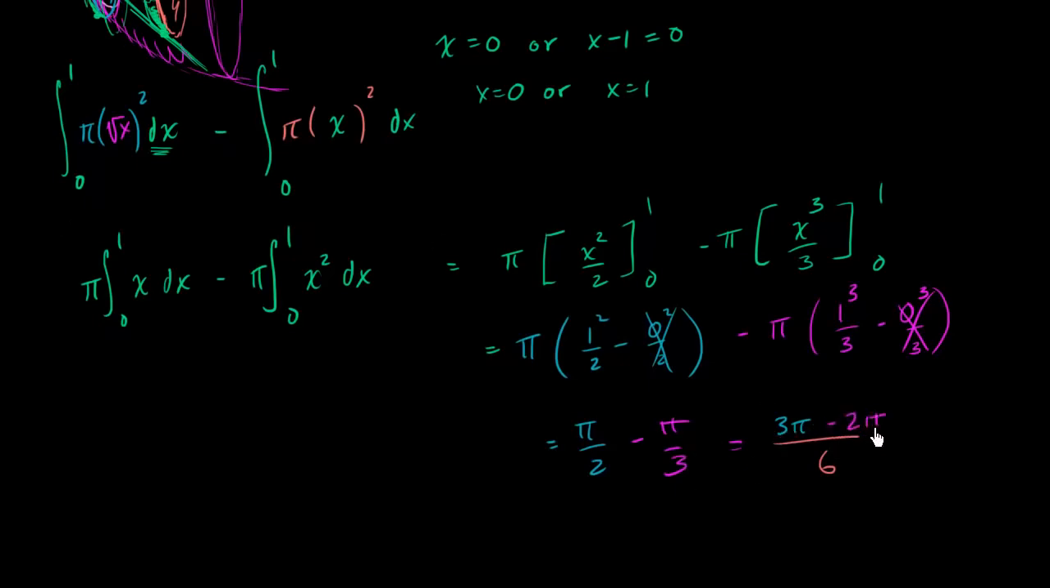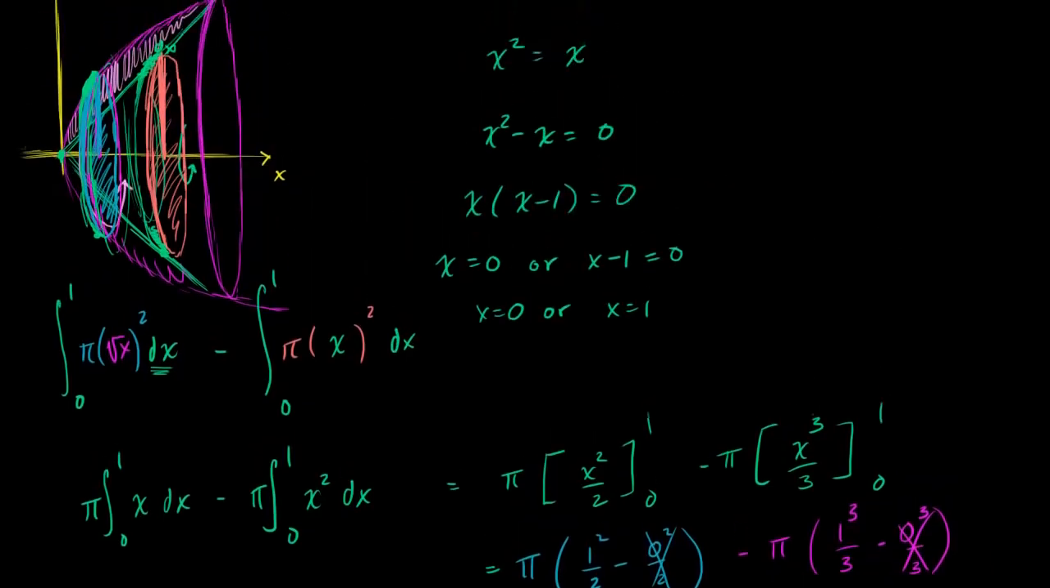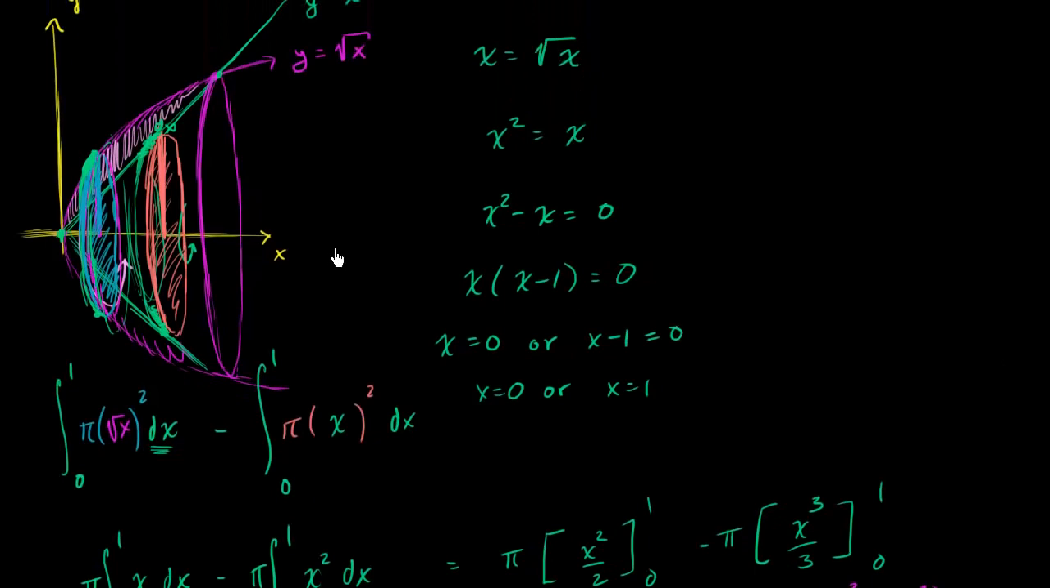Pi over 3 is 2 pi over 6. Pi over 2 is 3 pi over 6. And we end up with 3 of something minus 2 of something. You end up with 1 of something. We end up with 1 pi over 6. And we are done. We were able to find the volume of that wacky, kind of gutted out truffle.